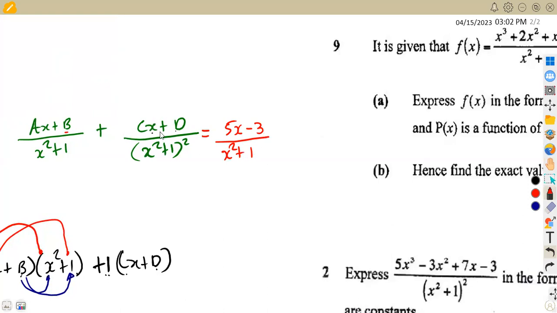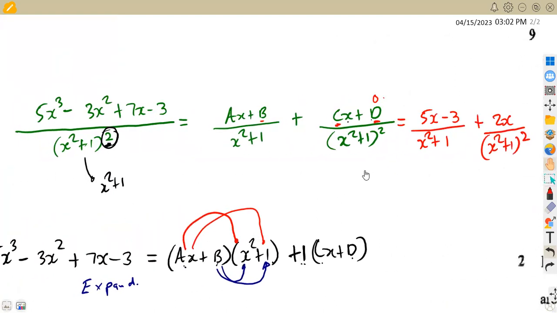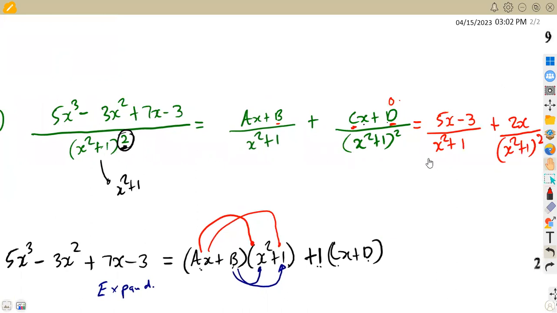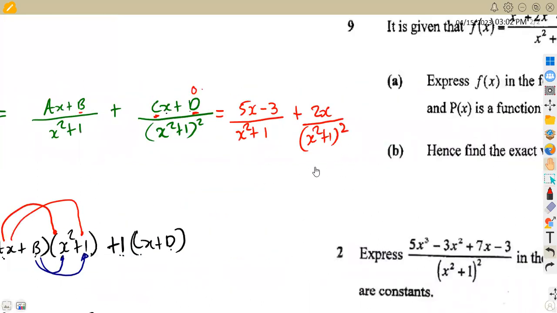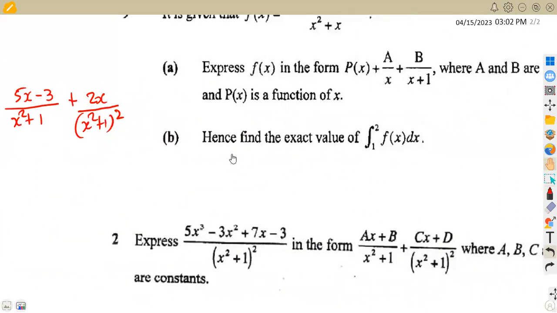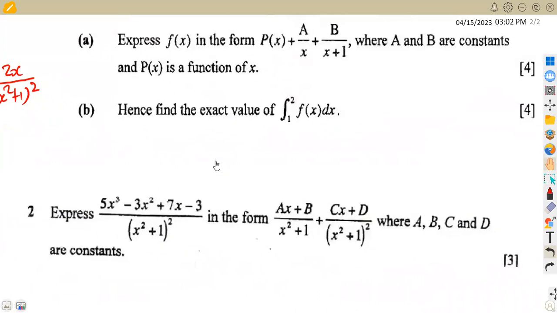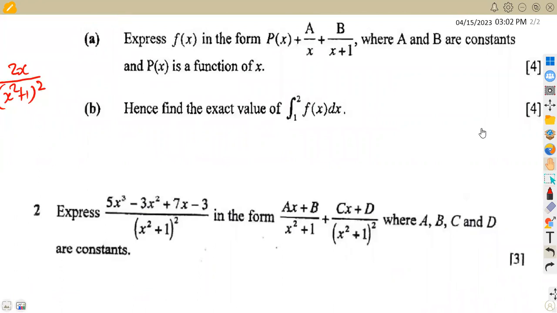We move on, cx plus d. So it's going to be plus our c, and we remember our c was 2, so this is going to be 2x plus d. Remember, d is equal to 0. So 2x plus 0, that's 2x, everything over x squared plus 1 squared. All right, so this is how we're supposed to express this whole function that you're given, our f of x, into this format. That was our question 2, where we were asked to express this into partial fractions, where a, b, c, and d are constants.